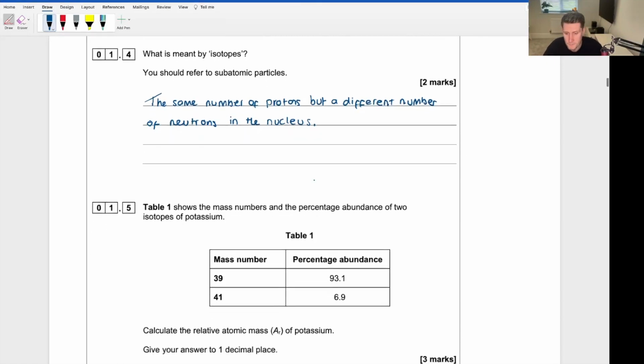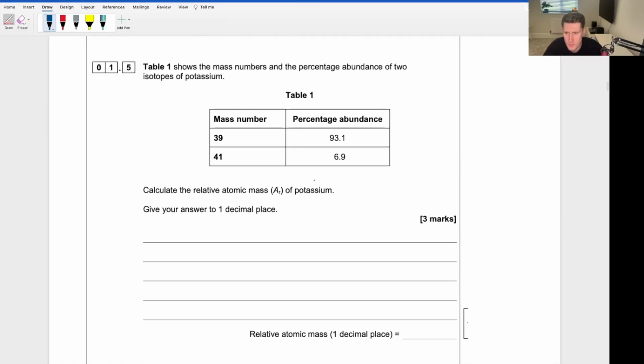And that's that one. The next one shows table 1 and it says it shows the mass numbers and the percentage abundance of 2 isotopes of potassium. Now abundance means amount. So the amount in percentage of the 2 isotopes of potassium, calculate the relative atomic mass, so the AR of potassium, give your answer to 1 decimal place. Okay, so looking at what we have here then, we've got the mass numbers on the left and we've got the percentage abundance on the right.